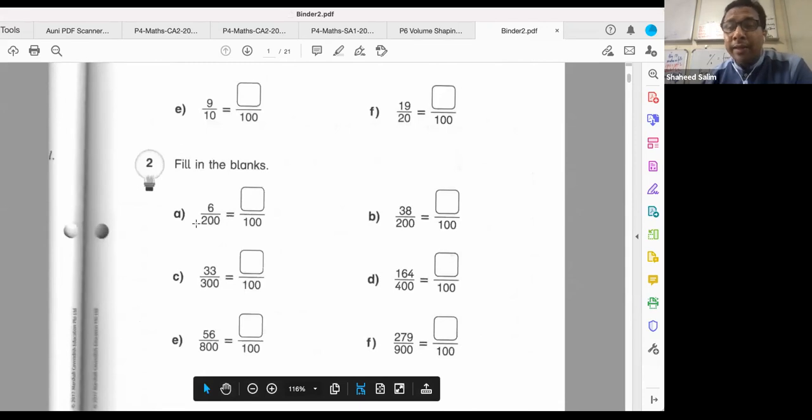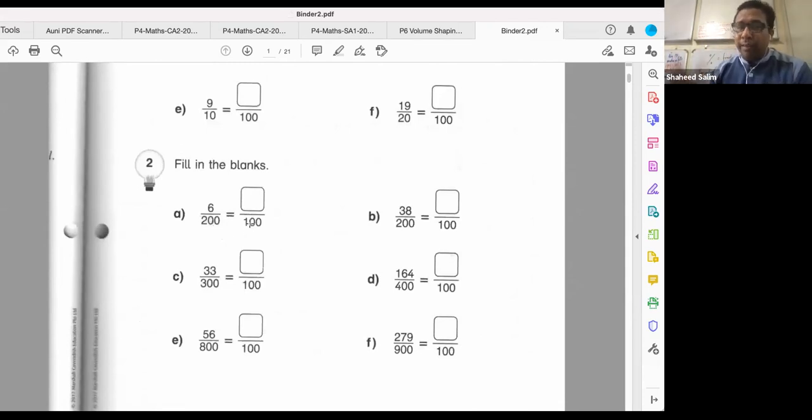Now 200. Instead of multiply, you have to divide. Divide by what to get 100? Don't tell, you try. Then divide the other number by the same number. 200 divided by what to get 100? If you don't know, use your calculator, go and divide straight, and then find out. You can do this, boys and girls.